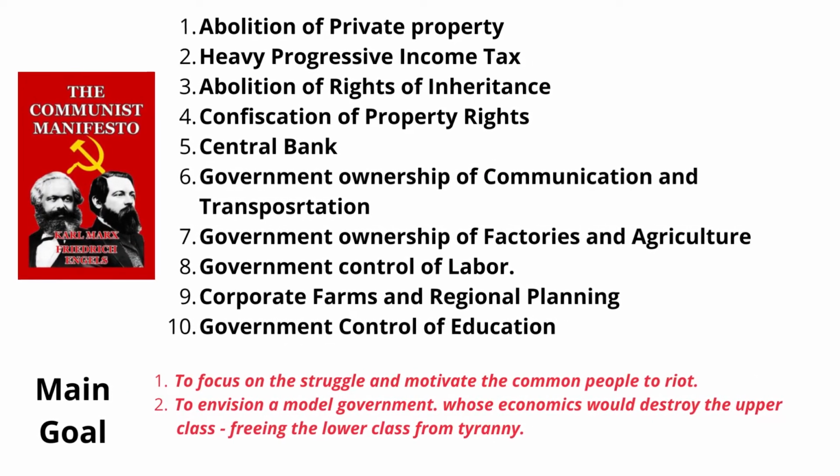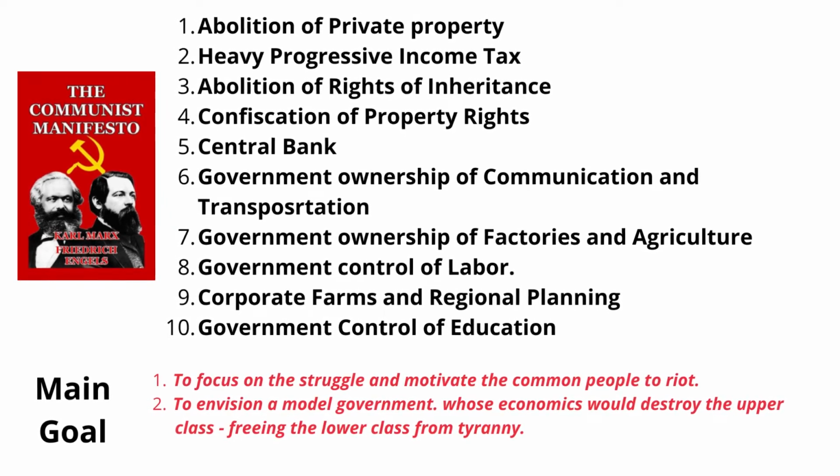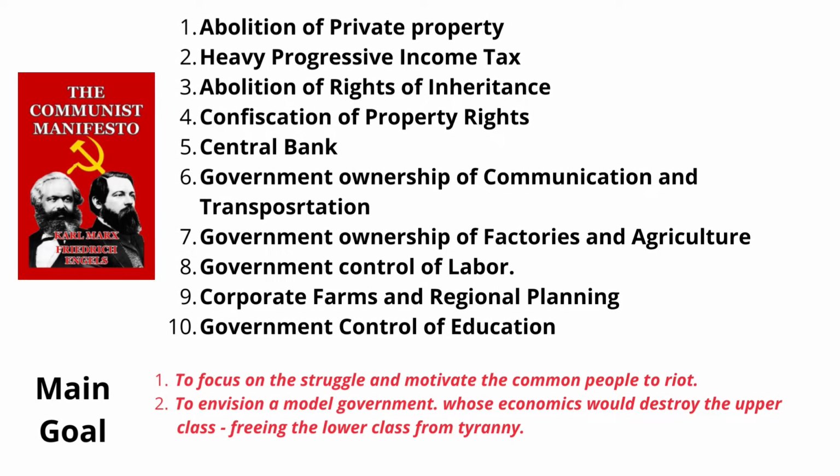There are 10 important planks in the Communist Manifesto of Karl Marx: abolition of private property, heavy progressive income tax, abolition of rights of inheritance, confiscation of property rights, central bank, government ownership of communication and transportation, government ownership of factories and agriculture, government control of labor, corporate farms and regional planning, government control of education.